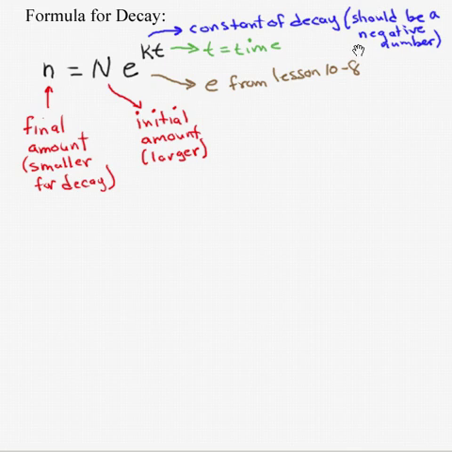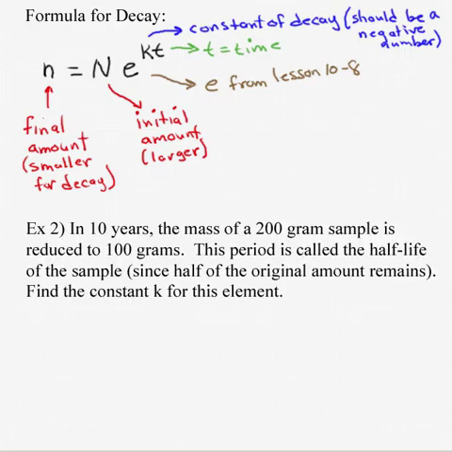And here's where I differ with the book. The book works this formula in a different way, so that K turns out to be a positive number. So I would suggest you stick with the formula that I'm using here. T is still time. It can be anything from seconds to years.